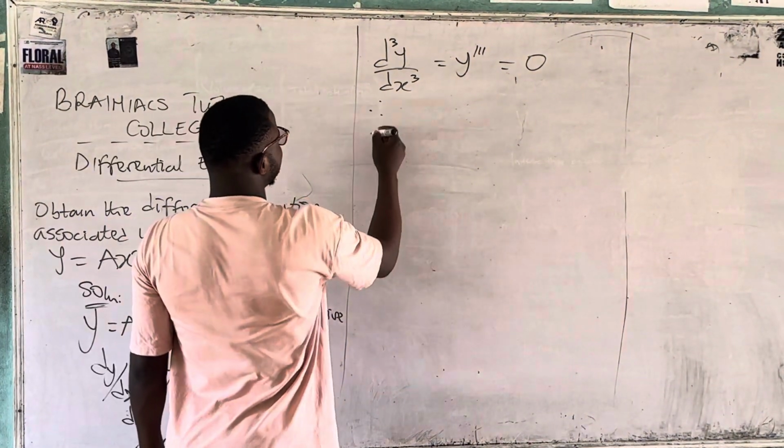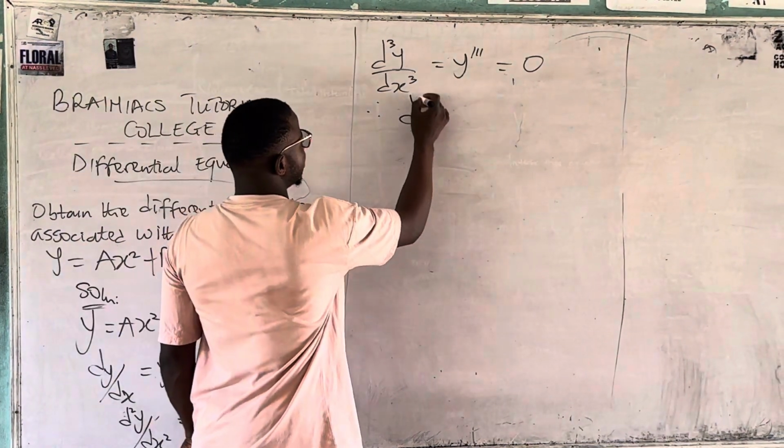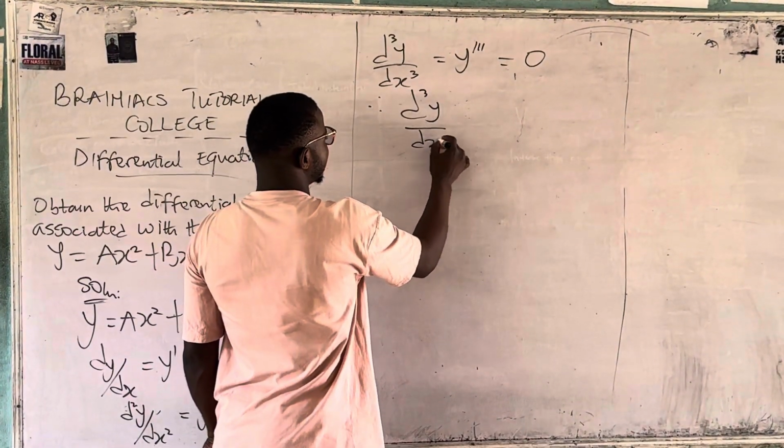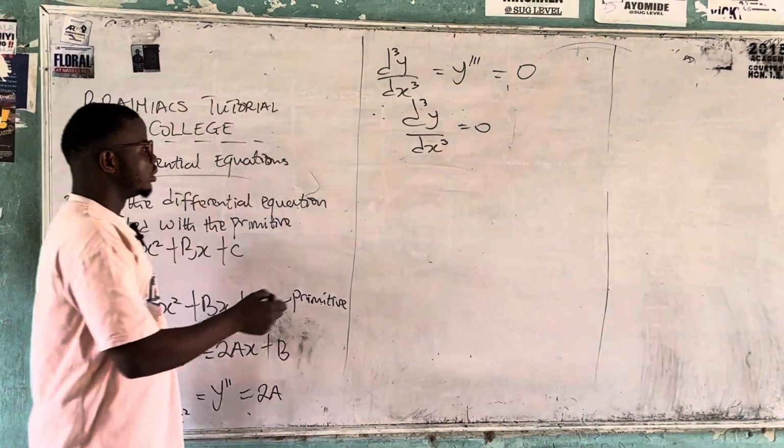So therefore the differential equation associated with this primitive is d cubed y over dx cubed equals 0. So that is the final solution. This is the differential equation associated with the primitive.